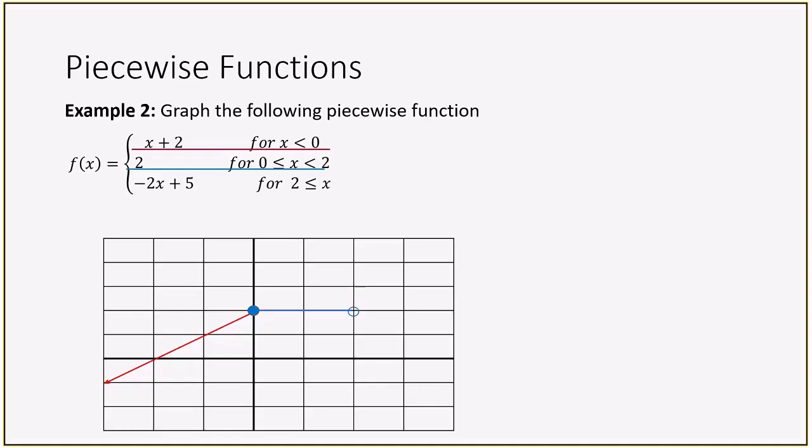Now for the last part, same idea. I'm going to graph just the line, negative 2x plus 5. So that has a y-intercept of 5 and a slope of negative 2. That's what this graph looks like. And then I want all of the values for x greater than or equal to 2. So I want only the stuff that is to the right of x equals 2. So I erase all of those left values, and then I put a closed dot on 2. And then that is my graph.